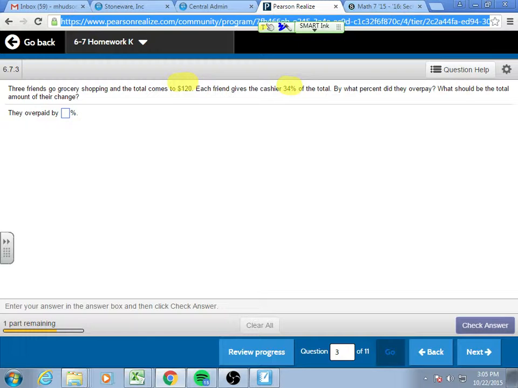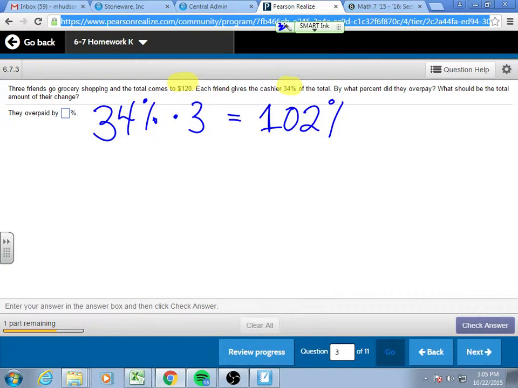So, 34%. Each person paid 34%. How do I calculate what percent they paid total? You would add it 3 times. Yeah, and I could add it 3 times, or I could just say my 34% times 3. And that's going to give me 102%.